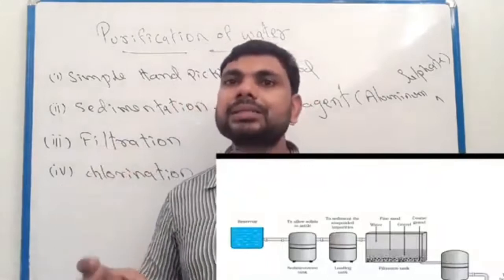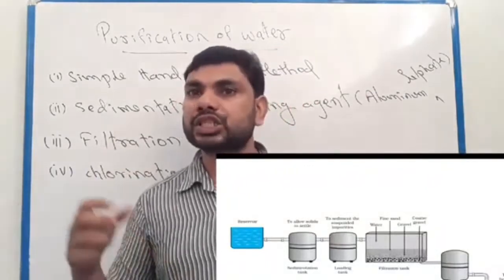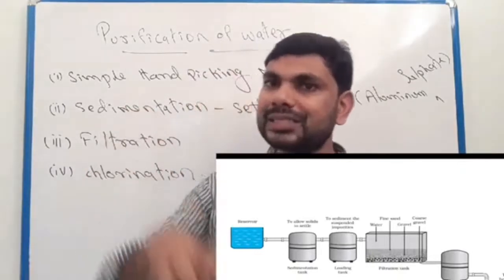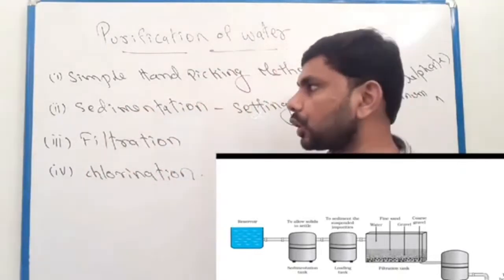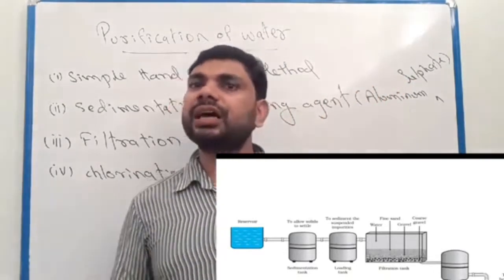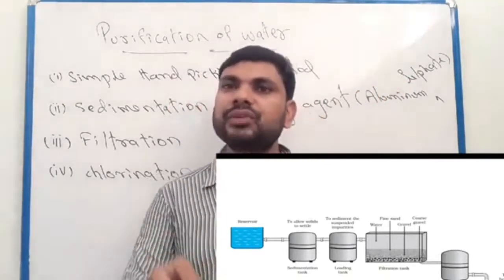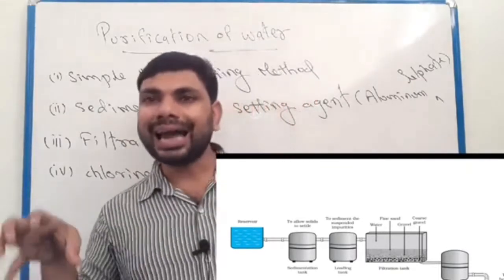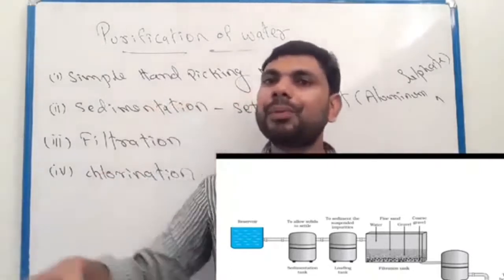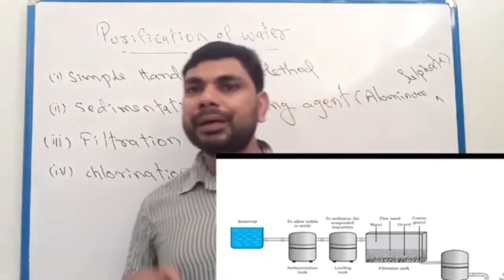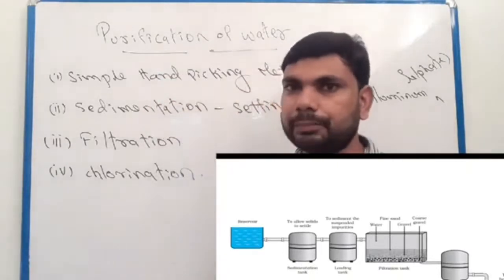It contains big solid impurities like stone and leaf. This can be removed by hand, by the simple hand picking method. Okay, next one, sedimentation. Water which contains small impurities, we cannot remove by simple hand picking method. This type of impurities can be removed by sedimentation.